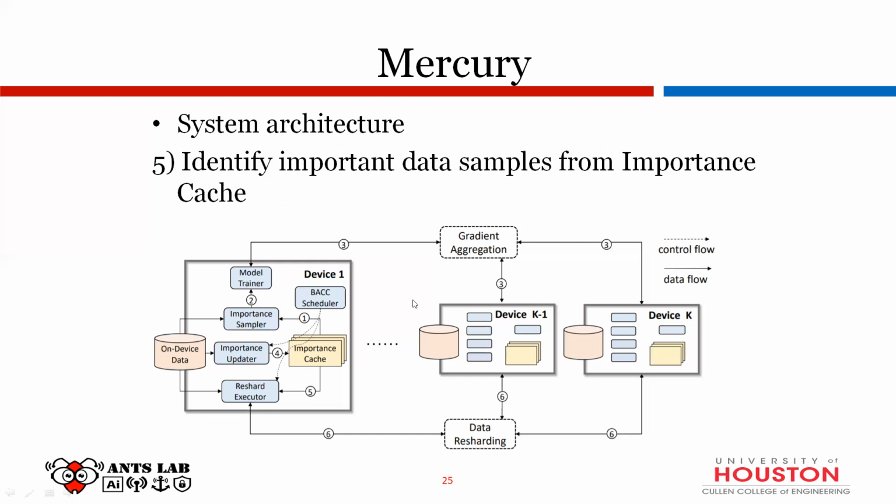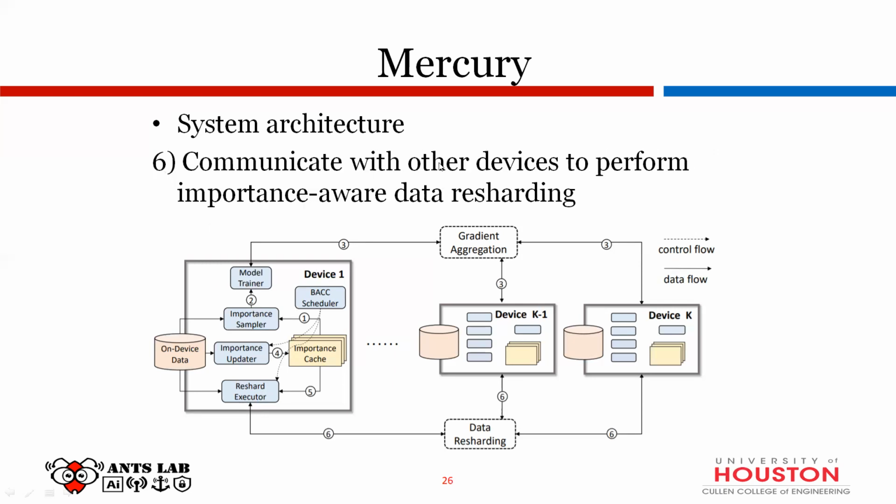And then they identify important data samples from the importance cache. In order to do so, they move them into the reshard executor to communicate with other devices and perform the importance-aware data resharding. This is pretty much the demonstration of what we just mentioned. So that is the concept of Mercury.